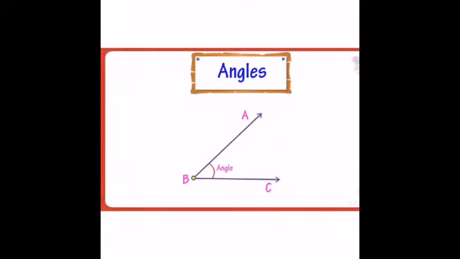So students, today we are going to learn about angles. Each of the rays is called an arm of the angle. The common endpoint of the two rays that form an angle is the vertex of the angle.